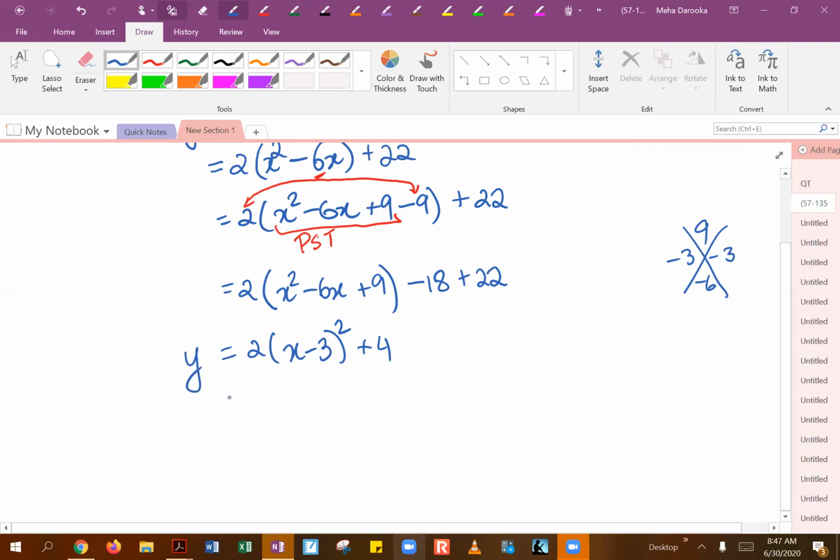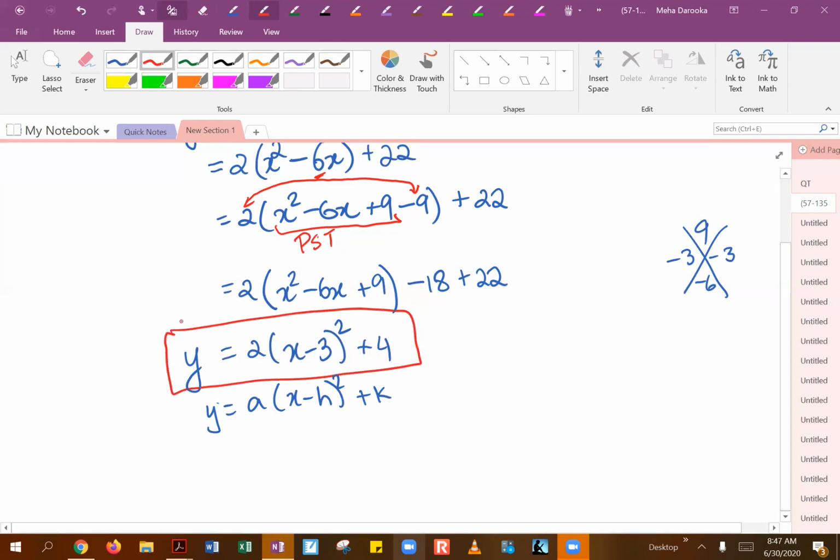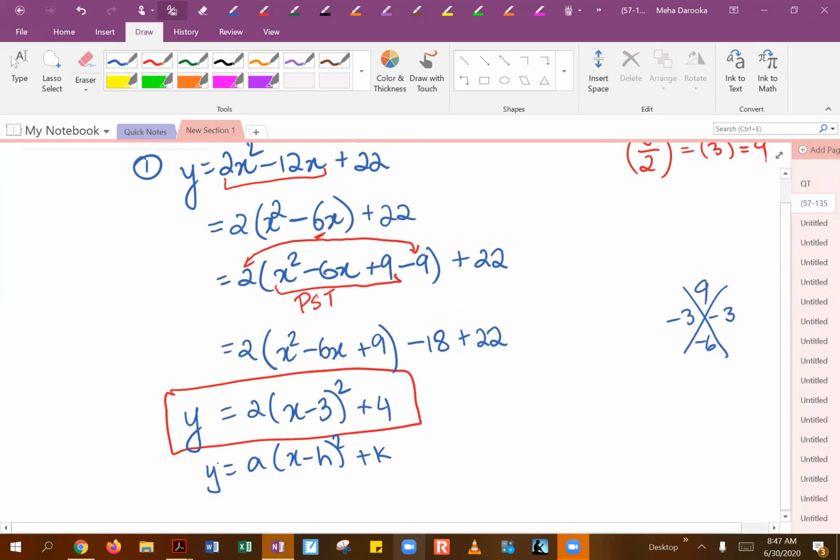So you've got your a(x minus h) squared plus k. So that's what we have done, is converted this from the standard form into our transformation form. And this is what they were asking us to do. So that's how this process basically works.